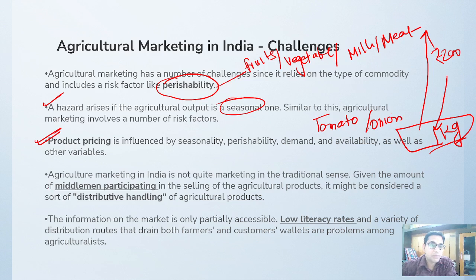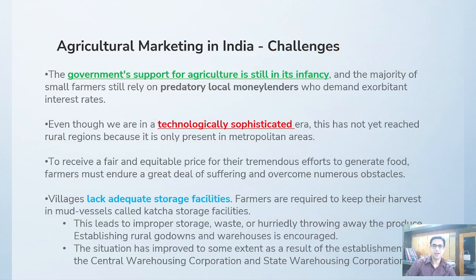Then there is too much middleman participation, because of which disruptive handling will happen. If too many people are involved in a certain chain, automatically there is disruptive handling. They take advantage of the low literacy rate. The farmer has a very low literacy rate. The farmer doesn't know what the issue is and how to solve the problem, where I have to sell in the market, what the prices are, what the rates are. So middlemen try to take advantage of the low literacy of the farmer.